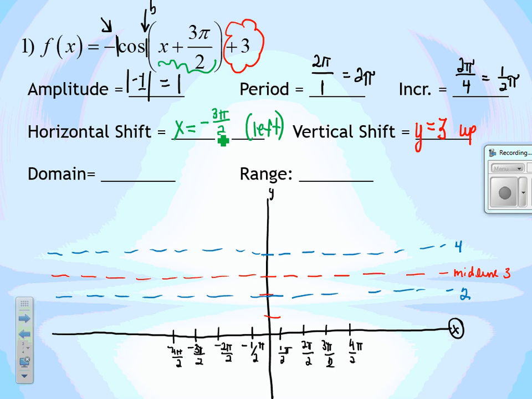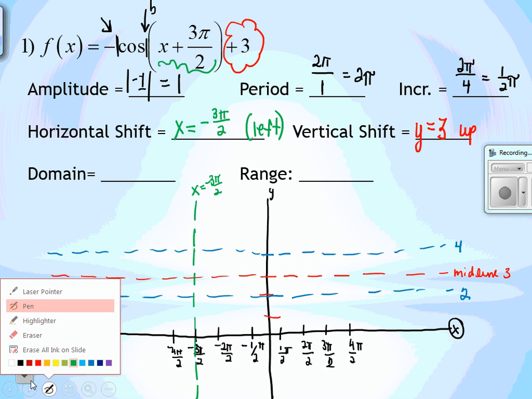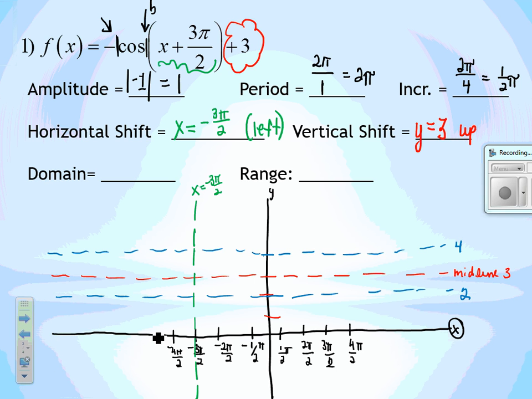Now I'm going to take my green and shift my horizontal. My shift for horizontal is left, -3 pi over 2. Well, here's -3 pi over 2, so I'm going to say x equals -3 pi over 2. That's where my horizontal shift is. I'm going to need some more increments on the left side here, so I'll grab my pencil now: -5 pi over 2, -6 pi over 2, -7 pi over 2.